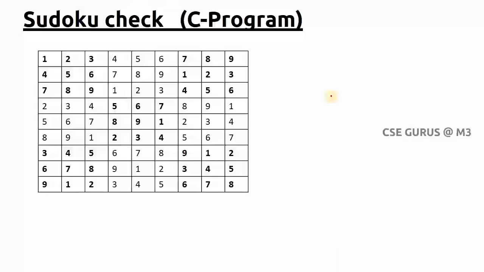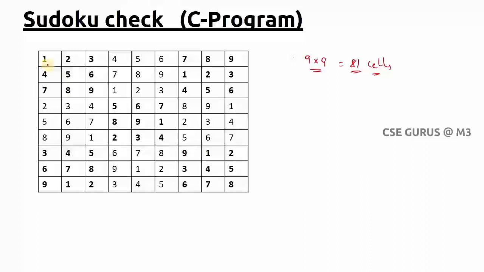So now we'll see a C program based on the Sudoku game, that is, whether a filled Sudoku table is correct or not. First of all, we'll briefly see what exactly the Sudoku game is, and then we'll go for the program. It is a table which consists of 9 by 9 cells, that means 9 rows and 9 columns, and totally you have 9 into 9, which is 81 cells. In these 81 cells you have to fill in the numbers.